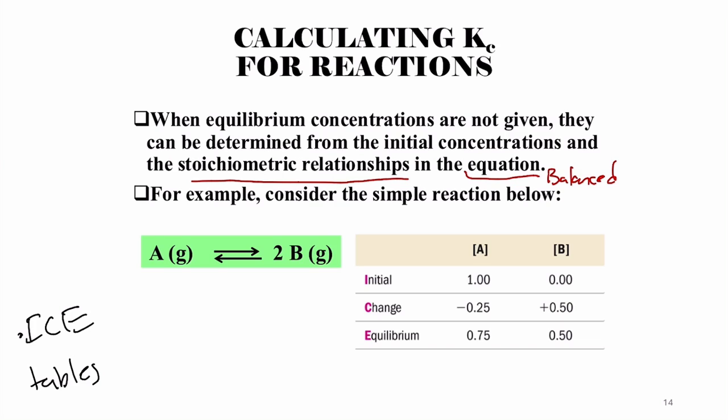And so this is an ICE table because it stands for the initial, the change, and the equilibrium values, right? And those are the 3 steps on our way to equilibrium.